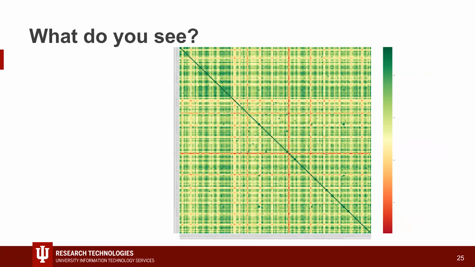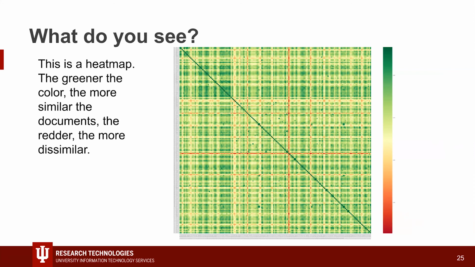So this is a heat map. What do you see? You look at it, and I'm sure at first it just looks like a blob of colors, right? So first, the greener the color, the more similar, at least that's how we have it set up. A lot of these heat maps, you can choose your coloring variations, but we figured green, good, green means go, red, bad, red means stop. So the redder it is, the more dissimilar the documents are.